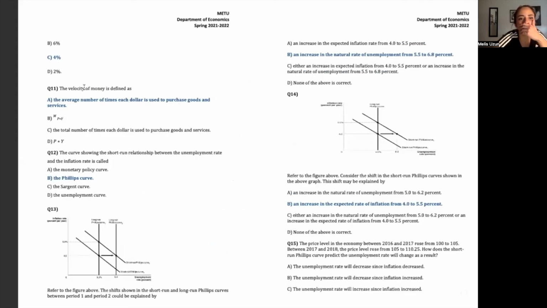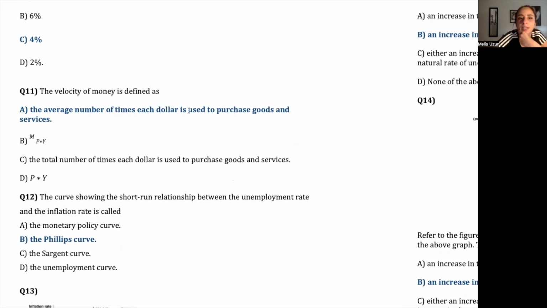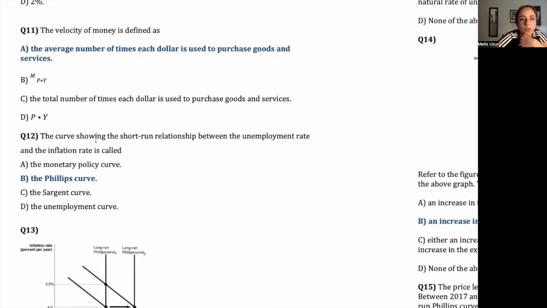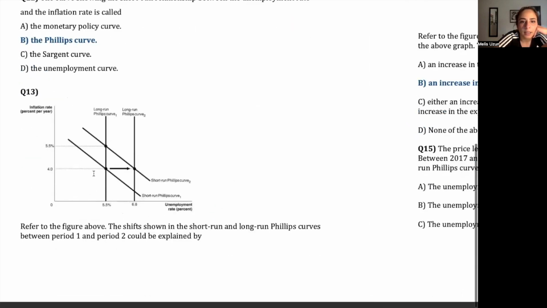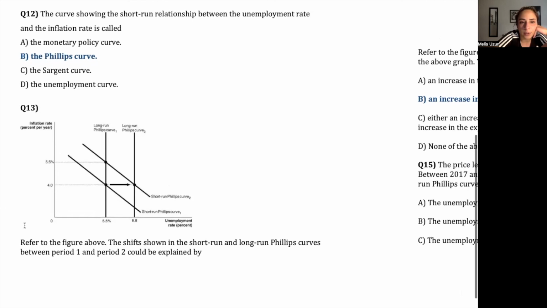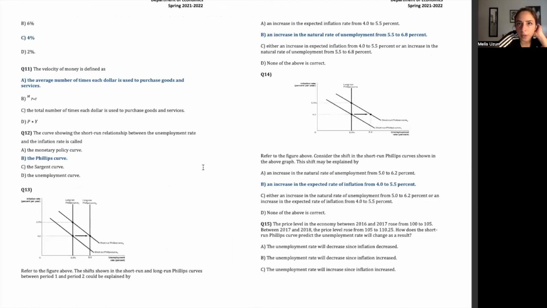The velocity of money is defined as the average number of times each dollar is used to purchase goods and services. And the curve showing the short run relationship between the unemployment rate and the inflation rate is called the Phillips curve. And this is a Phillips curve example. Refer to the figure above. The shifts shown in the short run and long run Phillips curves between period 1 and period 2 could be explained by, so you see the short run Phillips curve shifts to the right, and the long run Phillips curve also shifts to the right.